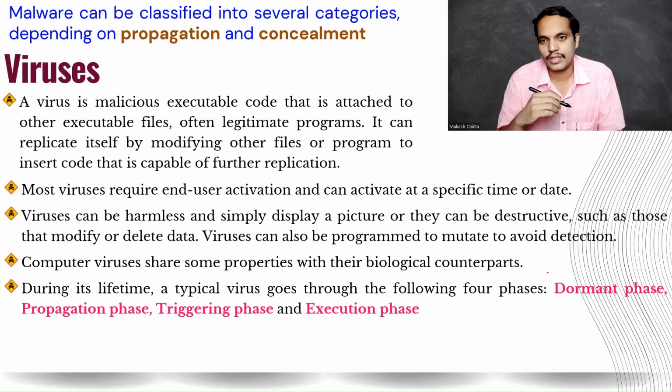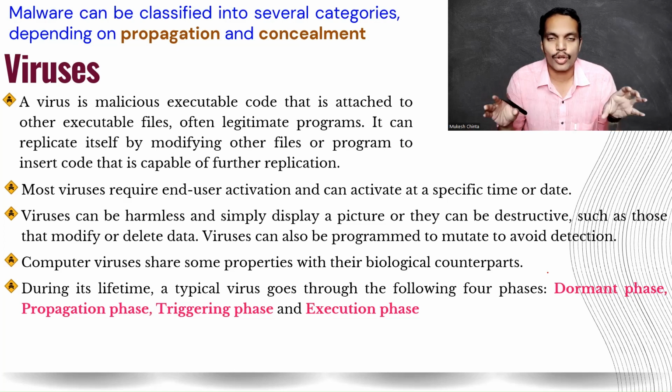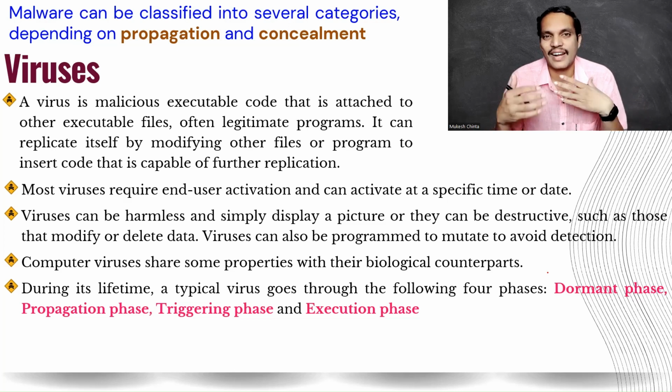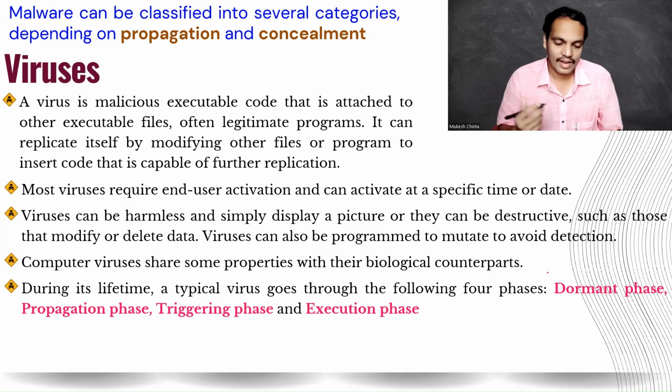Whichever event activates the virus, it starts performing the function. And the final phase is called the execution phase. In the execution phase, the virus completes the function it is designed to do, and its performing is done. That is what we call the execution phase. These are the general phases in a virus life cycle.